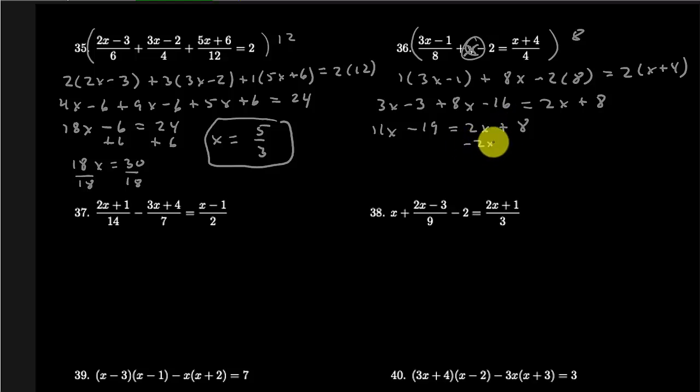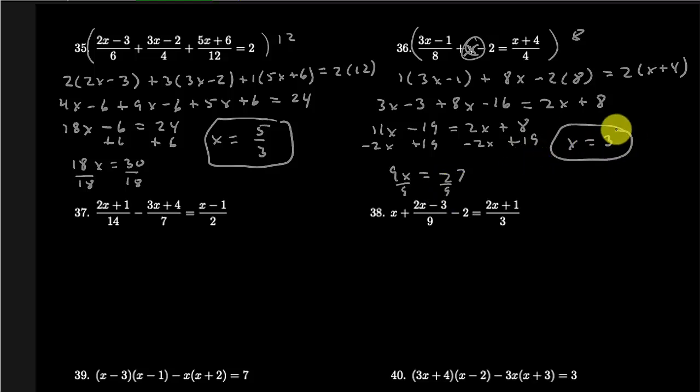So we're going to subtract 2x from both sides. We're going to add 19 to both sides. So we're going to get 9x is equal to, oh, that's 27. Divide everything by 9. We're going to get x equals 3. There we go.